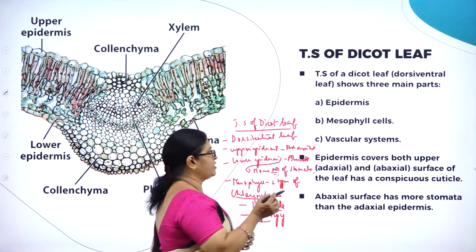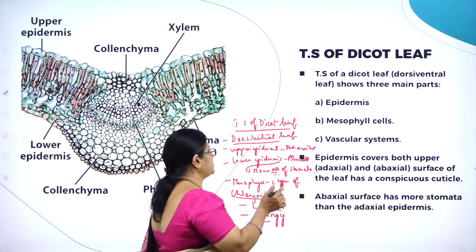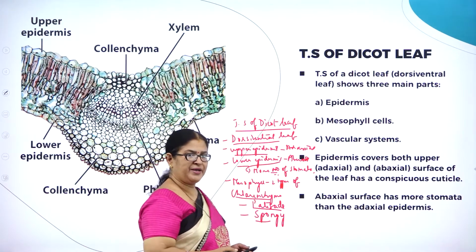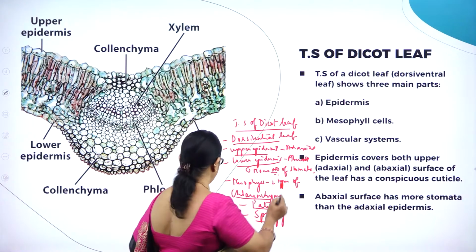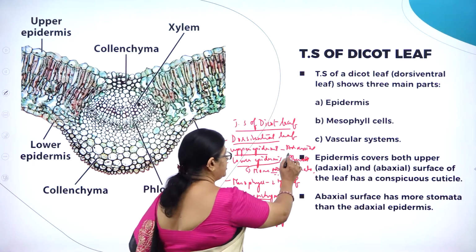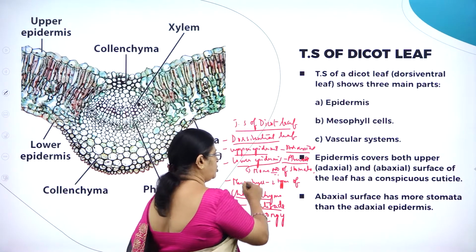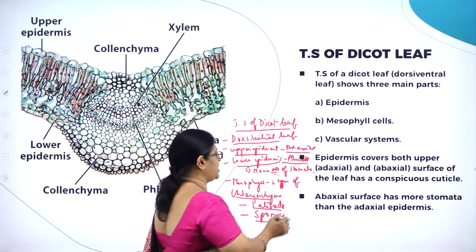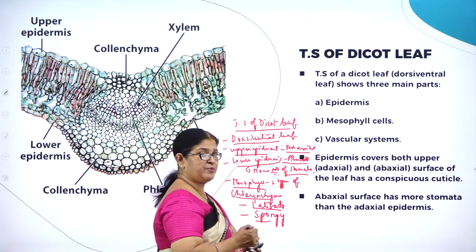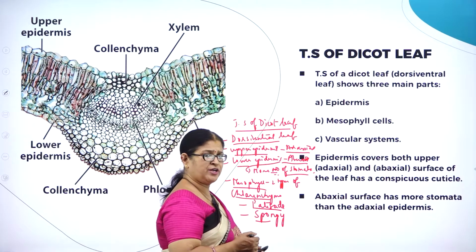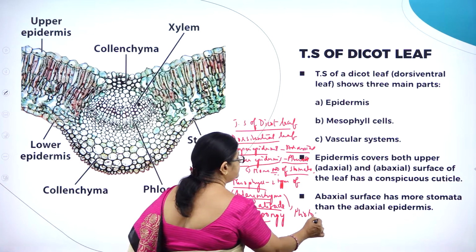The TS of dicot leaf is called dorsiventral leaf because it has two surfaces, dorsal and ventral. We can differentiate it into upper epidermis and lower epidermis, or the upper epidermis into adaxial surface and the lower epidermis into abaxial surface. The abaxial surface will have more stomata. Then the mesophyll, a very important part of the leaf, contains modified chlorenchyma tissue, which is mainly involved in photosynthesis.